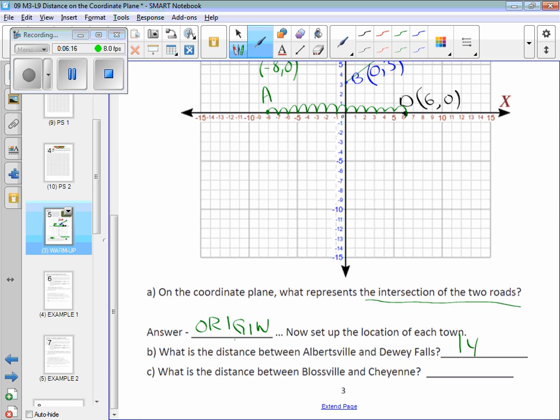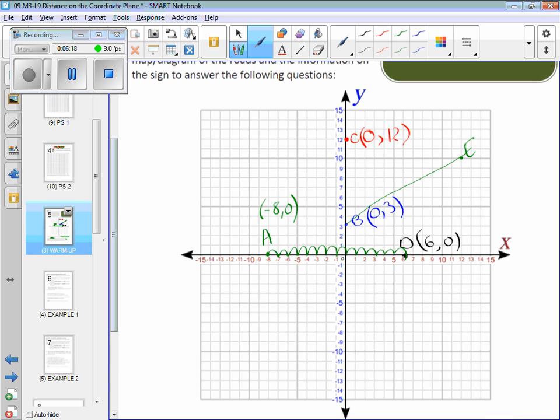What about Blossville and Cheyenne? Christian. Think. Look. Because the adding rule doesn't work for this, and we'll explain why. It's 9. How did you do it?